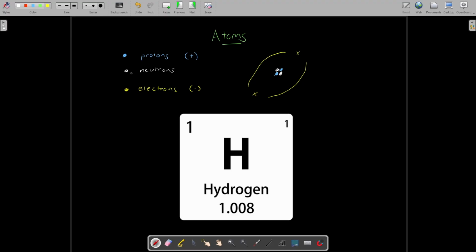This number, in this common representation of how an element like hydrogen might look on the periodic table, is called the atomic number. This number is how elements are ordered on the periodic table. This number is the mass number.